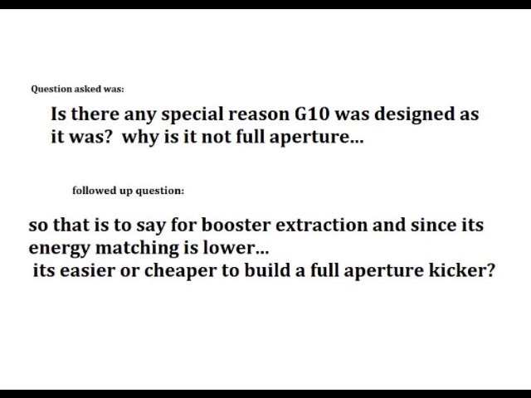Is there any special reason we designed G10 that way? Why isn't it full aperture? Yeah. I don't know, except to say that to get a field strong enough to kick out beam of that energy, I would imagine you need a smaller aperture, right? It would be more expensive to wrap a magnet around this whole thing. If the pole tips are here rather than here, you need a much stronger magnet to get the same field to kick the beam out, right?